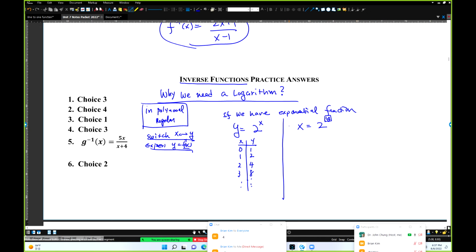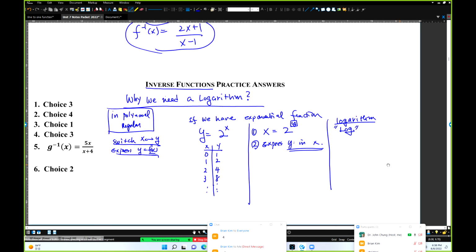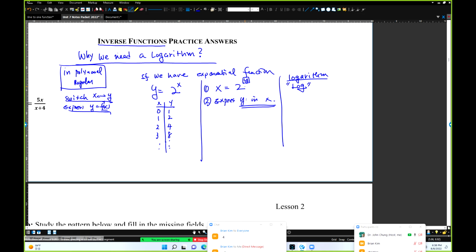Anyway, we need to express y in terms of x. How can you express y in terms of x? There's no other way. That's why we made one new symbol, which is the log. Logarithms. It's just a log. To express y, we're going to move y down here.